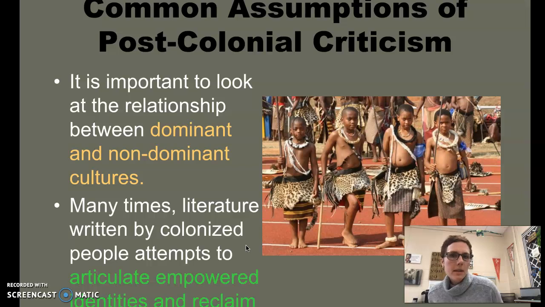Common assumptions. When we use this lens, it's important to look at the relationship between the dominant and the non-dominant cultures. So if you're using the post-colonial lens, who's dominant and who's not? And then many times literature written by colonized people attempts to articulate empowered identities and reclaim culture. So when you are reading a Native American text that's written by a Native American, they are often trying to articulate their identity and reclaim some of their culture.